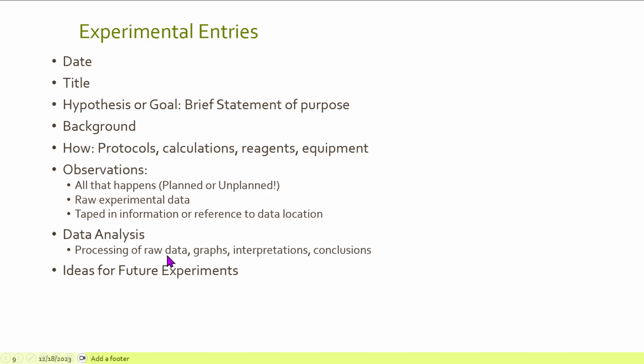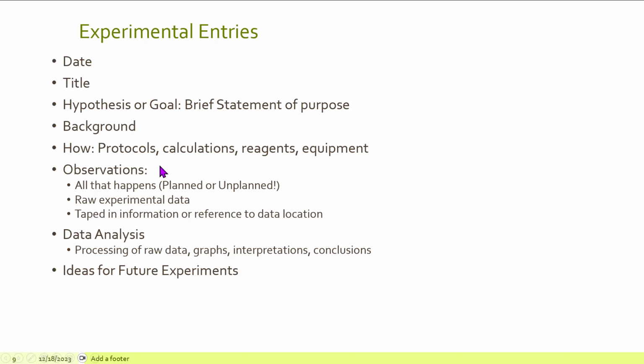Then you want to do the data analysis. So this would be the processing of the raw data. This would include your graphs, any interpretations that you have of the data, and this can be written interpretations and the conclusions of those interpretations. And then any ideas you have for future experiments or conclusions about what went wrong.